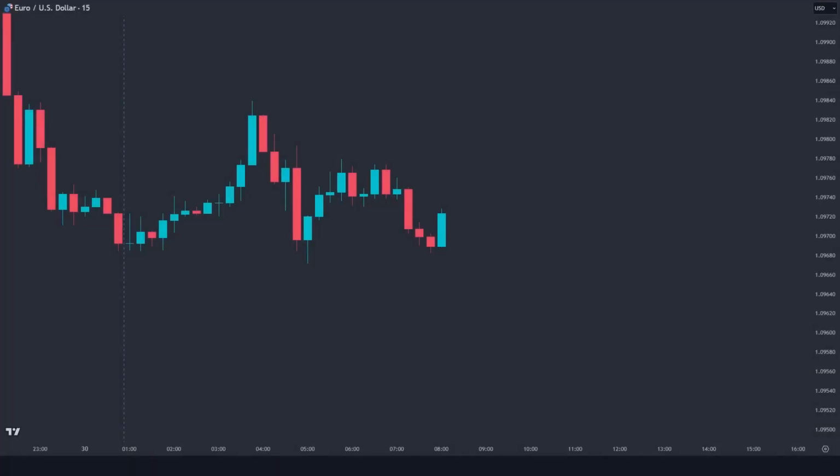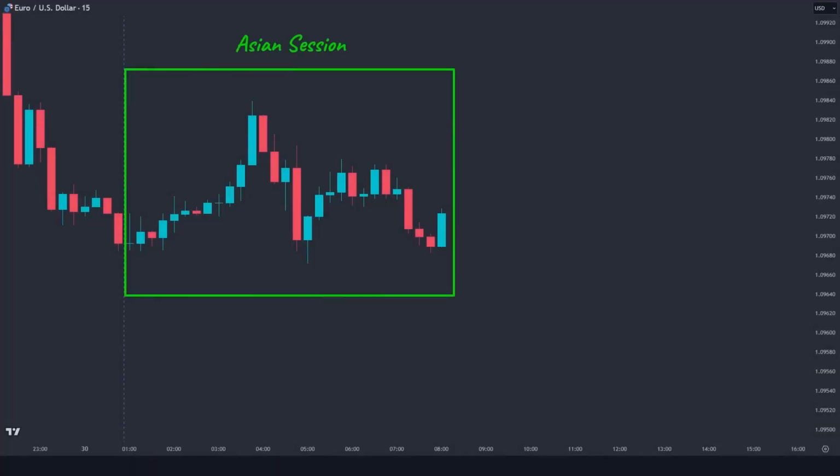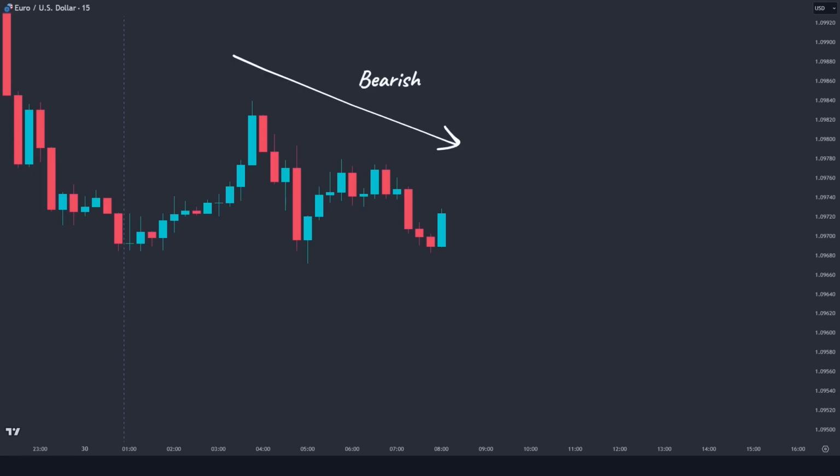Here we have the euro-dollar on the 15 minutes chart. This is the price movements in the Asian session, and right now we are at the beginning of the London session, which is when we will look for trading opportunities. The market sentiment is bearish, so there is a higher chance for the price to continue pushing downwards.